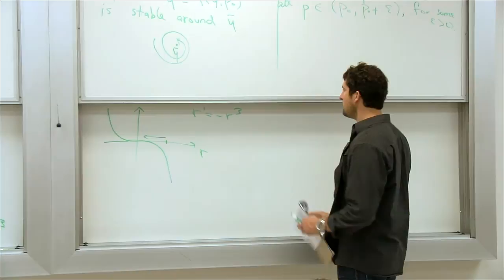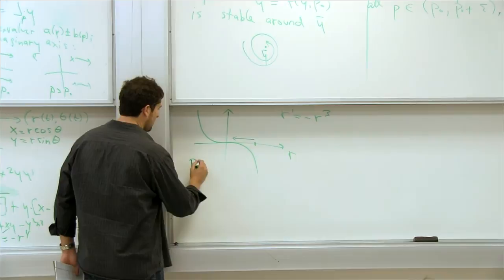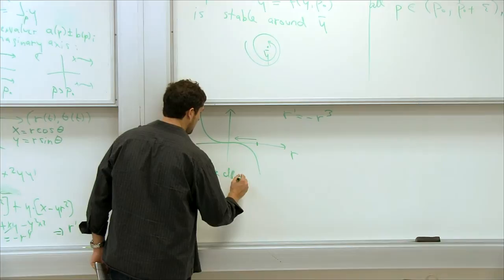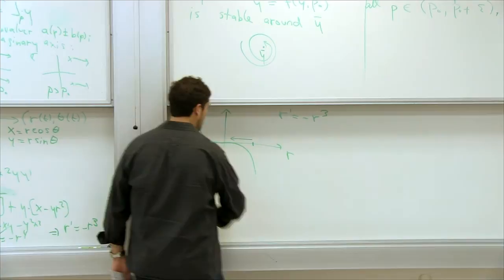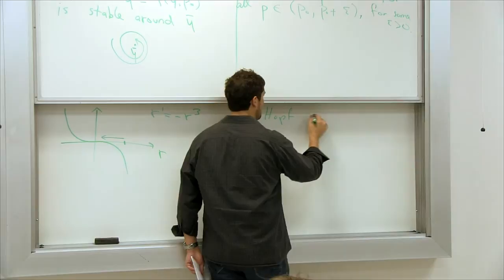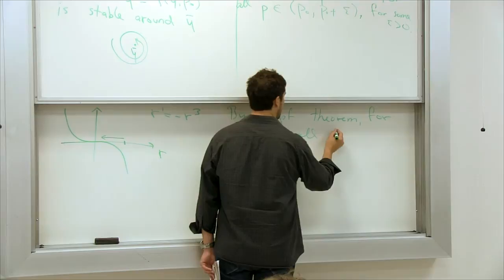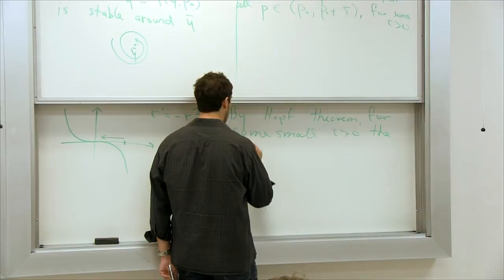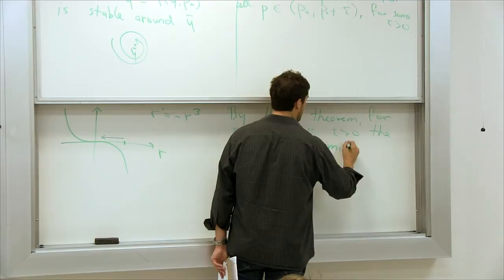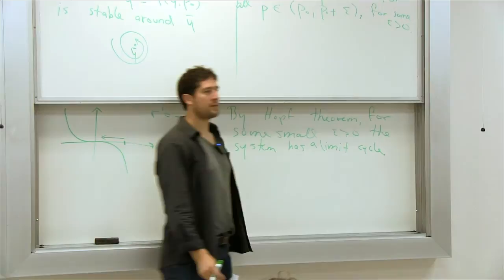OK, in fact, the phase diagram, let me write it over here. So by Hopf theorem, for some small epsilon bigger than 0, the system has a limit cycle. That's it.